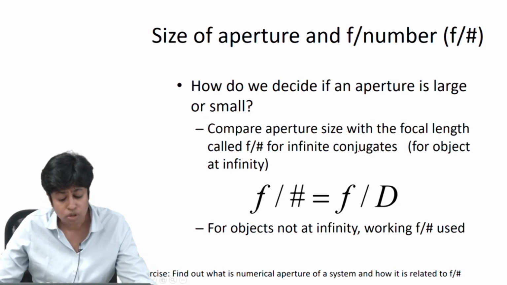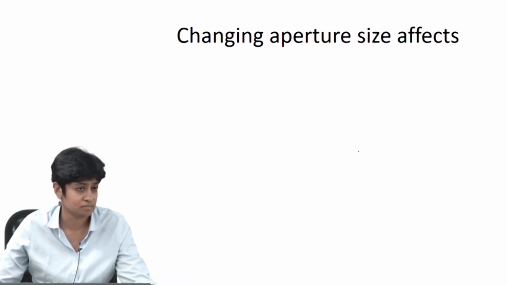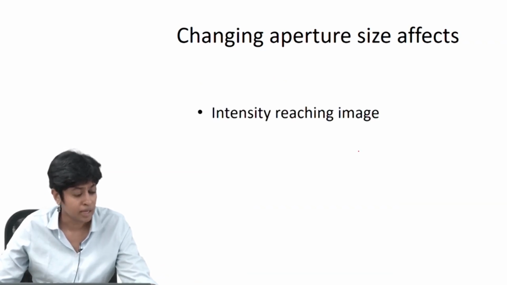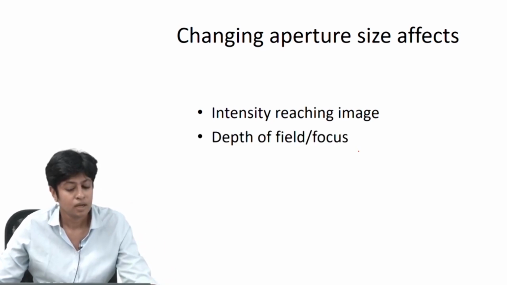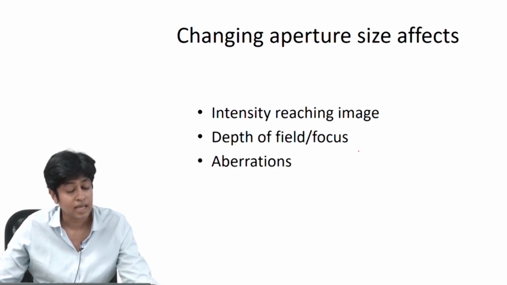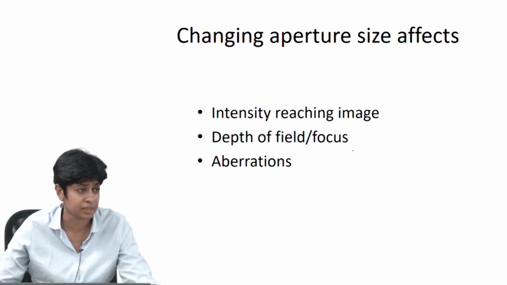Now, this is also called the speed of the lens, and we'll see why it's called the speed of the lens. So we know now that aperture size changes the intensity reaching the image, at least at different points. It also controls something called depth of field and focus, and we're going to see that it is also going to play a major role in the aberrations in the system. In other words, the quality of the image.